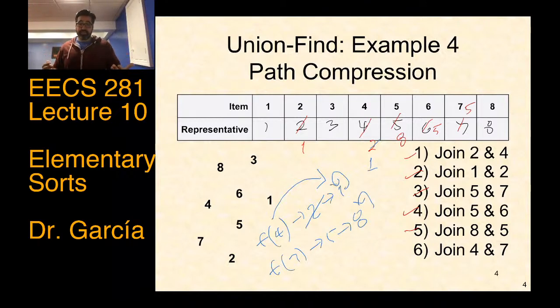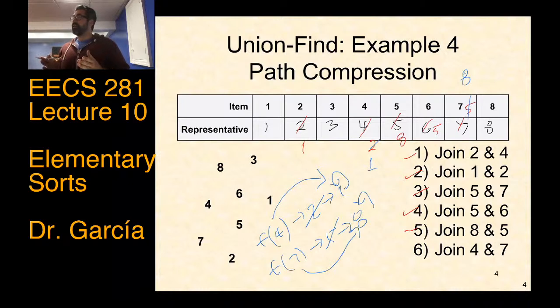But again, if I know that 8 is the representative of 7, I might as well update the table right then and there, so I don't have to go through 5 and then make the change right there. Okay. So now we have shifted the burden to find, right?